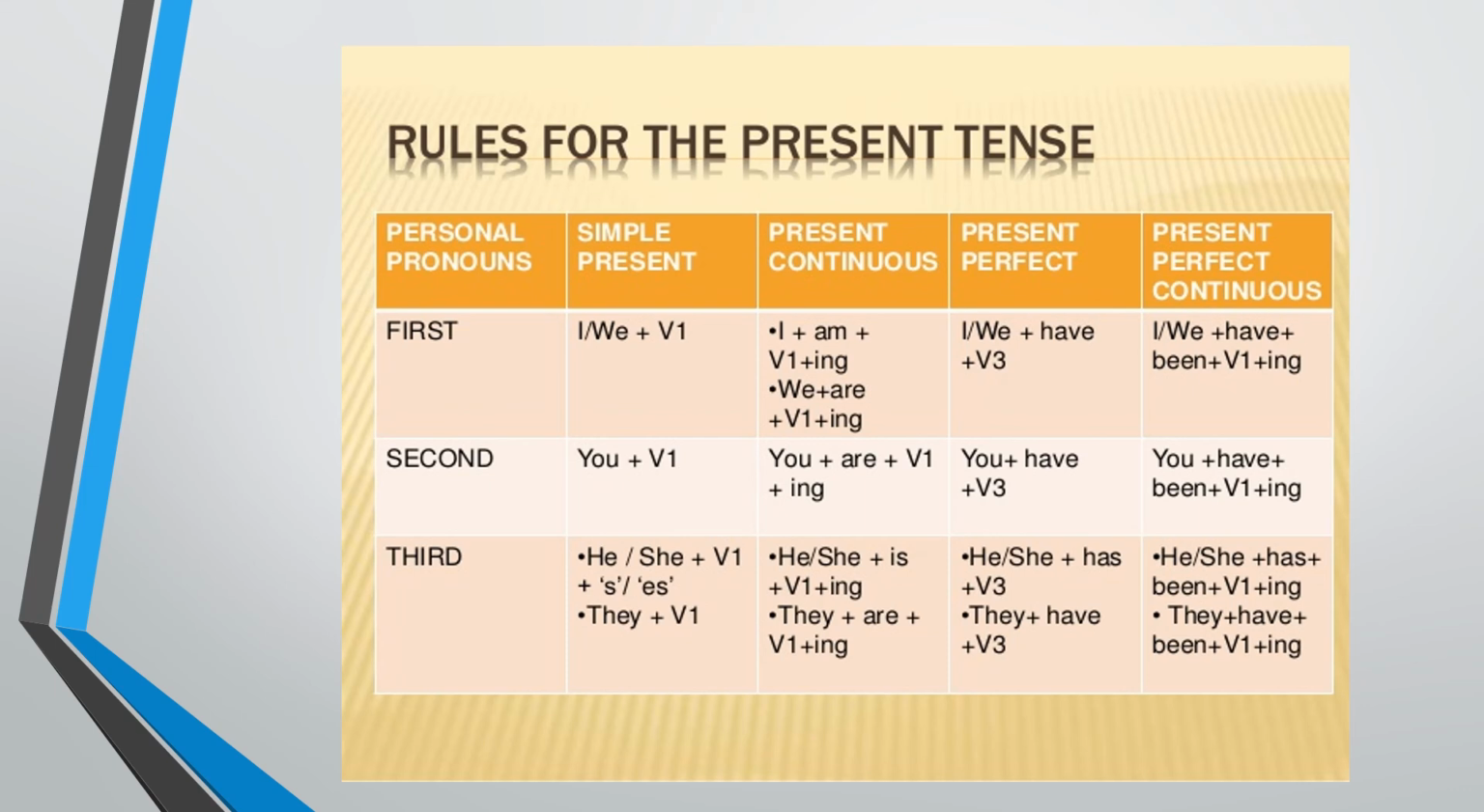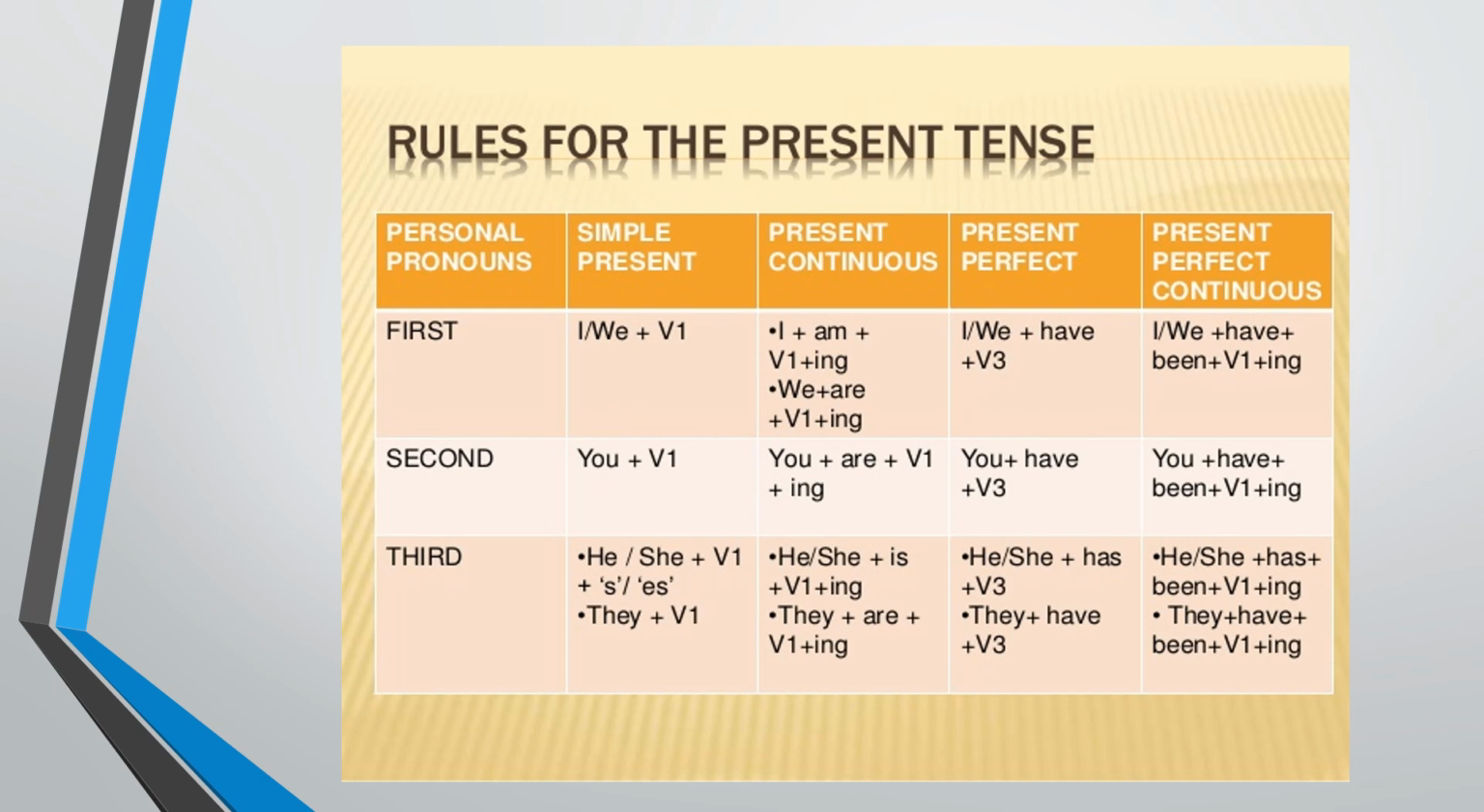Come to the next tense, that is present continuous tense. In case of first person pronoun like I, you have to use am, first form of the verb with ing, and we, you have to use the helping verb are, first form of the verb with ing. If it is second person pronoun like you, you have to use are, helping verb, first form of the verb with ing. In case of third person pronoun like he, she, you have to use helping verb is, first form of the verb with ing. But if it is plural pronoun like they, you have to use are, helping verb, and first form of the verb with ing.